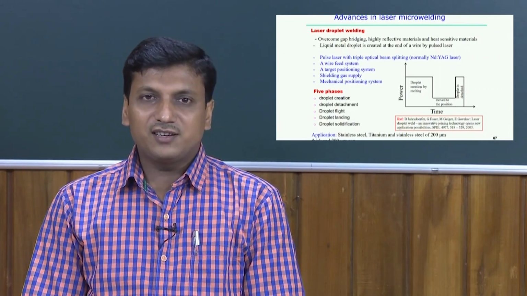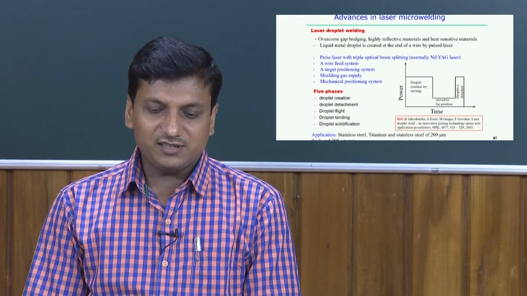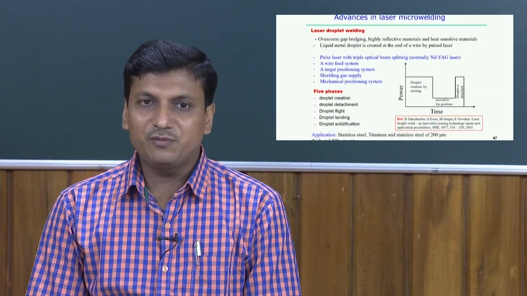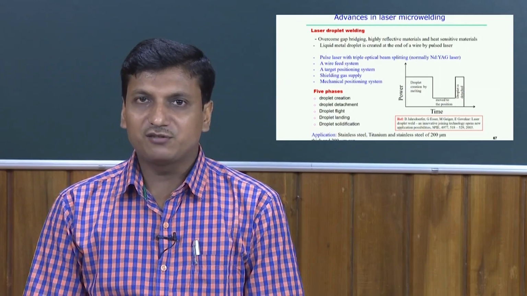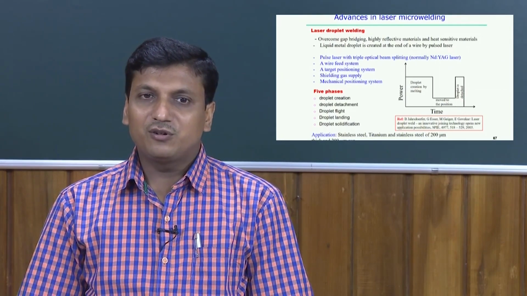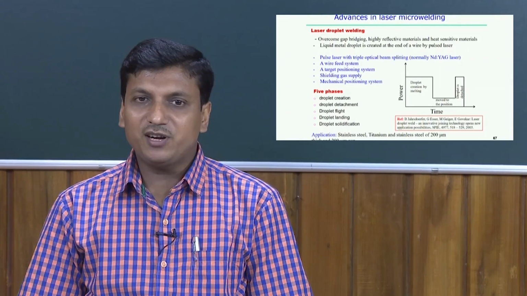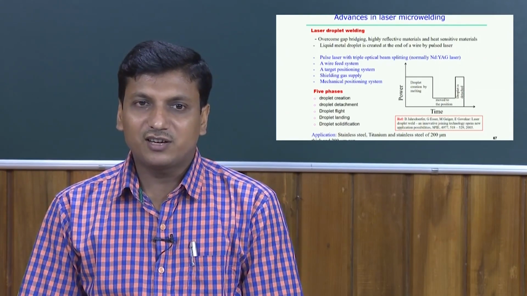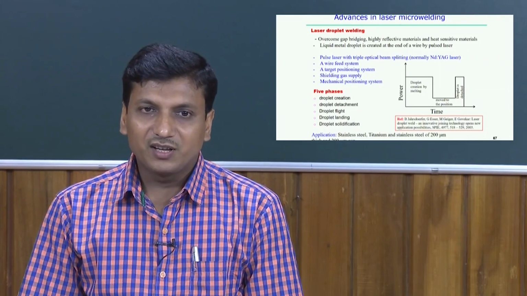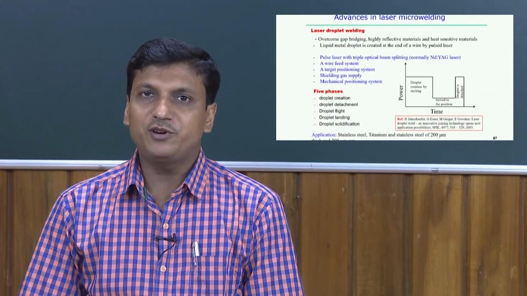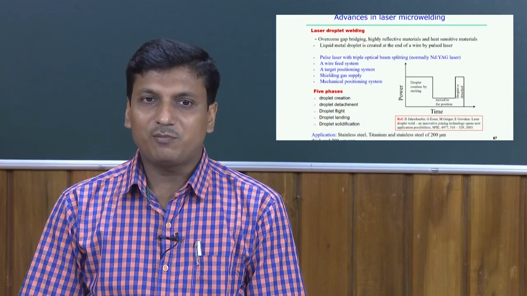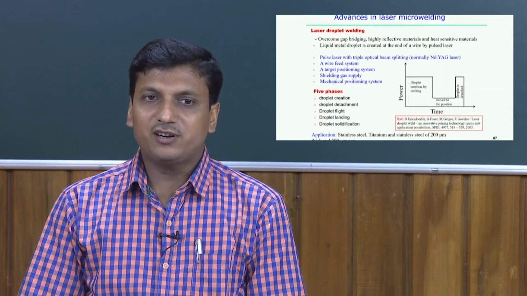So the laser droplet welding process consists of a pulse laser with a triple optical beam splitting system. That is one requirement, and normally an Nd:YAG laser can be used, or probably this process was developed using an Nd:YAG laser, and a wire feed system. So feeding of the wire, because it is necessary to produce the molten droplet. That comes from the wire.